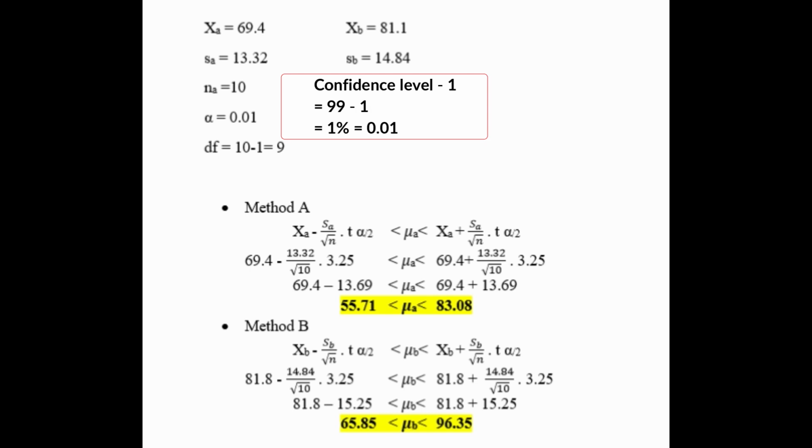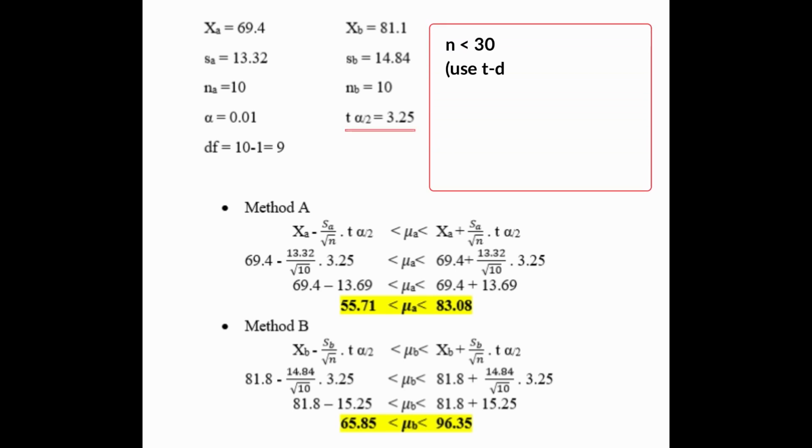And this is alpha. We can get alpha from 1 minus the confidence level, and we convert the result into decimal from percentage. And this is the degree of freedom. We get it from the total data 10 minus 1, which equals 9. We will use the alpha and degree of freedom to find the result on the t-table.